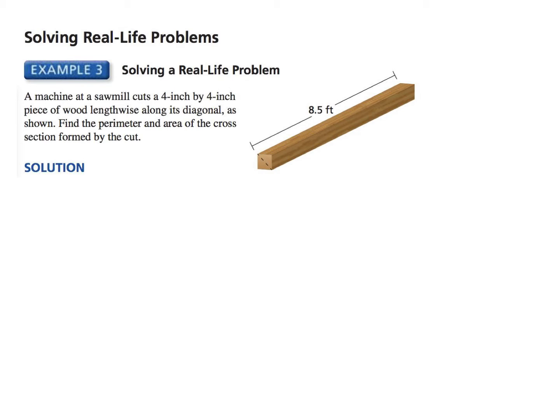All right, here is our last example for this lesson. So this says a machine at a sawmill cuts a 4-inch by 4-inch piece of wood lengthwise across its diagonal as shown. It says find the perimeter and area of the cross section formed by the cut.